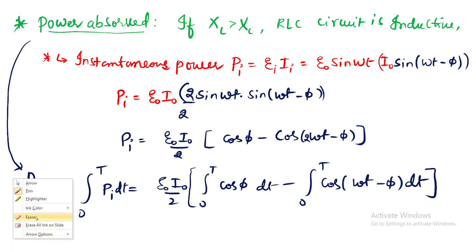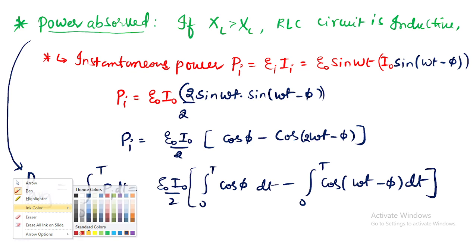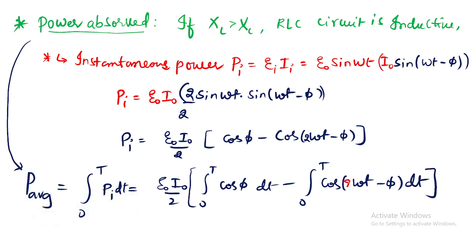One thing we learnt: remember, the 2 omega t term, when integrated over a full cycle, becomes 0. So this entire term becomes 0 and we will neglect it. So what is the answer? I will get it now simply.